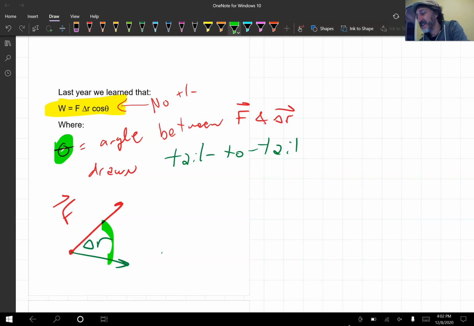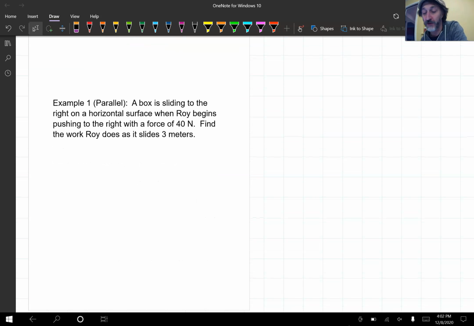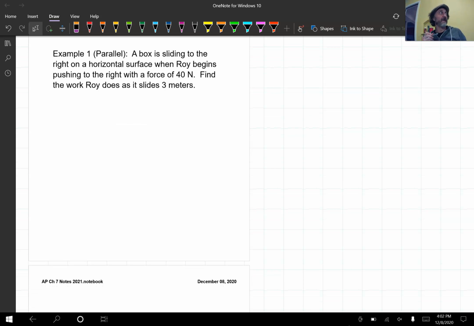Last year we learned some special cases of this. Those three special cases are if the force and displacement are parallel, anti-parallel, or perpendicular. Then there are some easy things to do. So let's talk about parallel.